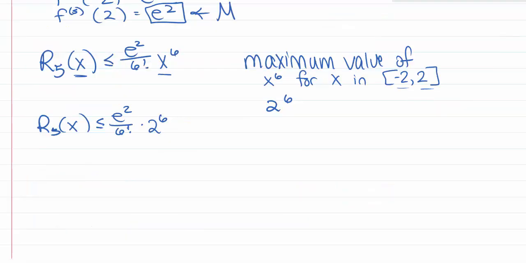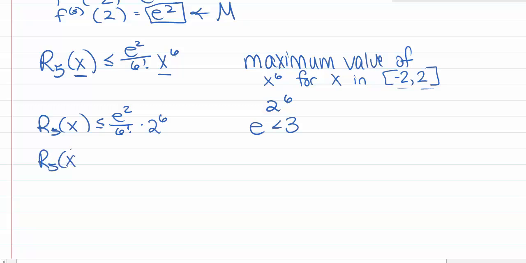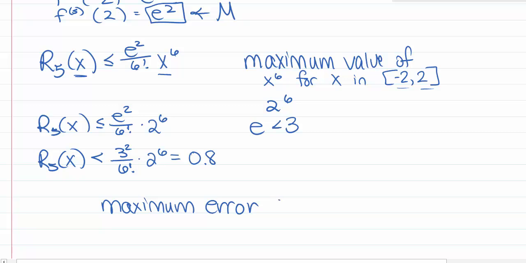And maybe we don't know what e is. In fact, if we knew what e was, we probably wouldn't be doing this at all. So let's bound one more thing. Let's say that e is less than or equal to 3. In fact, it's strictly less than 3. So let's replace e with 3. R sub 5 of x is now strictly less than 3 squared over 6 factorial times 2 to the 6th. And that number turns out to be 0.8. So our maximum error is less than 0.8.